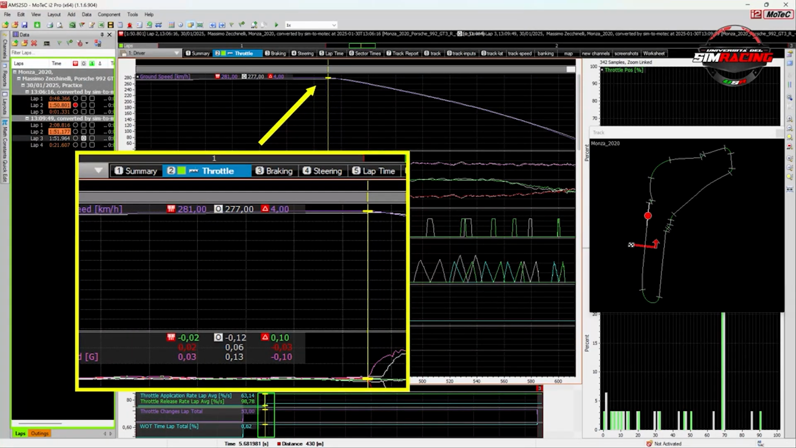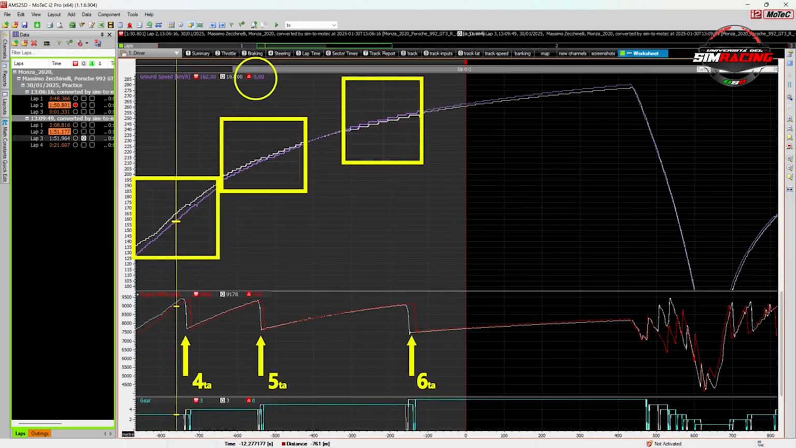The first data collection showed a 3 kilometers per hour advantage for the neutral toe setup. Analyzing telemetry data related to gear shifts, we noticed that out of Parabolica, the driver using neutral toe, purple graph, exited the corner 5 kilometers per hour slower compared to the max toe configuration.